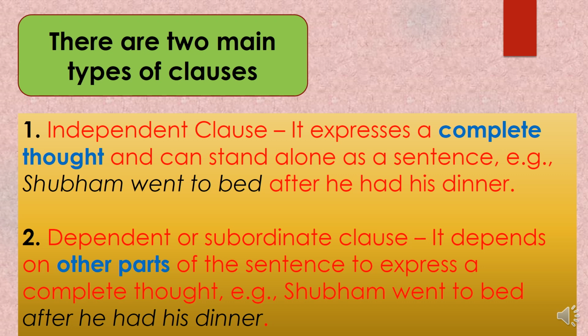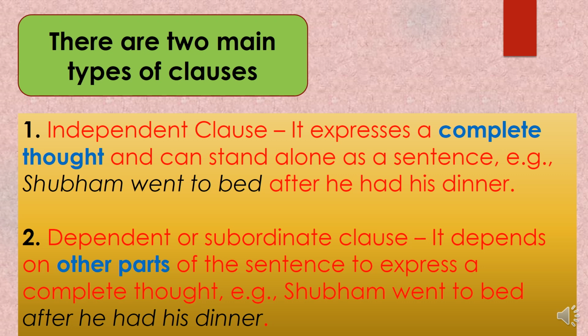See the example: Shubham went to bed after he had his dinner. In this sentence you have two clauses. See the first part, Shubham went to bed. Here we have a subject, Shubham, and the predicate went to bed, in which we have the verb went. Subject and verb both are there, so it is a clause. Now see the next part, after he had his dinner. Here he is the subject and had is the verb. So here also we have a subject and a verb.